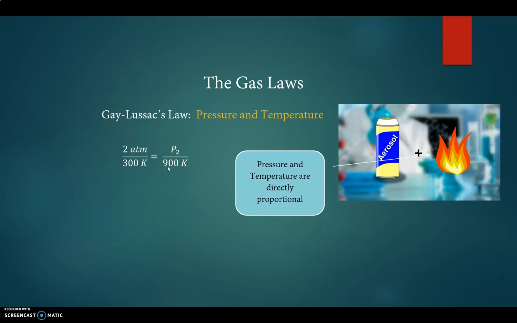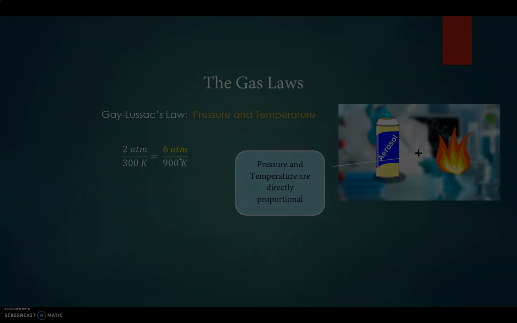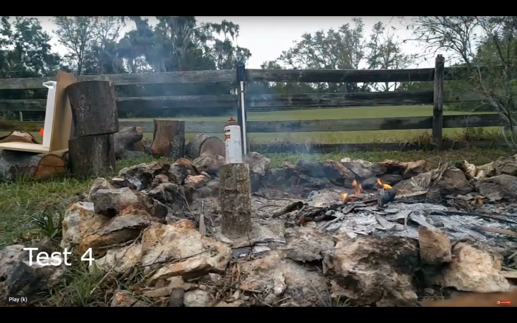If we increase the temperature to 900 Kelvin, we've basically tripled the temperature. Well, if the temperature tripled, then the pressure should triple as well, and it will now become 6 atmospheres. So that's Gay-Lussac's law. Don't try this at home, guys, but this is what happens when you increase the temperature of a gas in a sealed container.